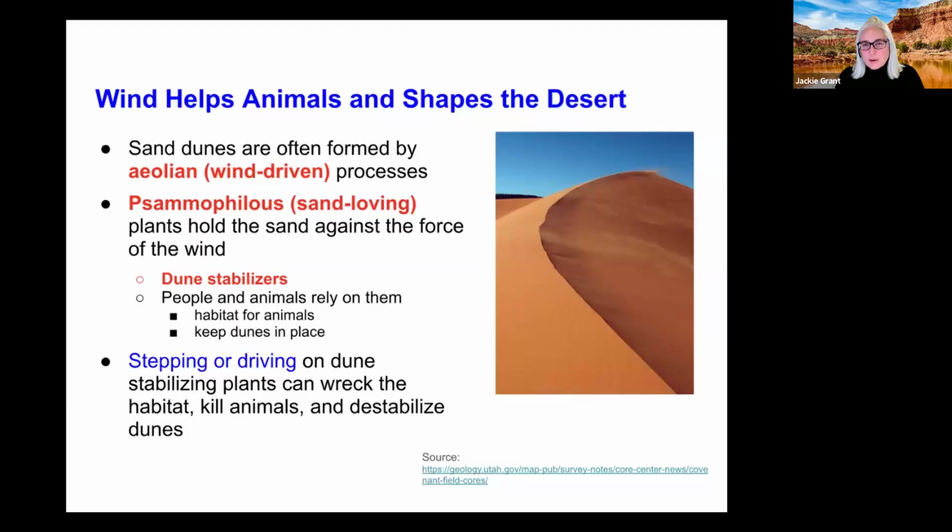And it's always important to remember that if you step or drive on these dune stabilizing plants, it can really negatively impact the habitat. It can kill the small little tiny animals that live there or wreck their homes and destabilize those dunes, which will cause problems for other humans who might live there and obviously the animals and plants. And that was all I had to say on the rabbits and the dunes.